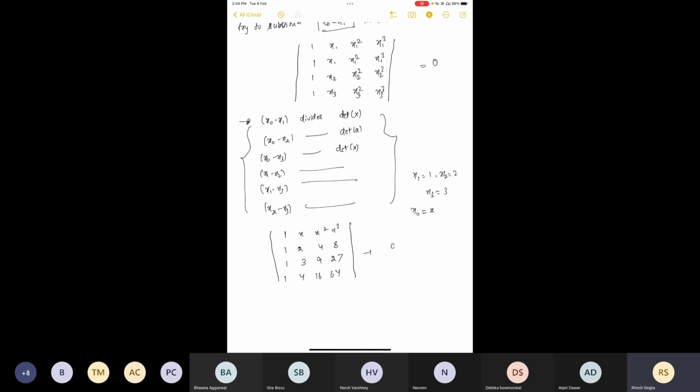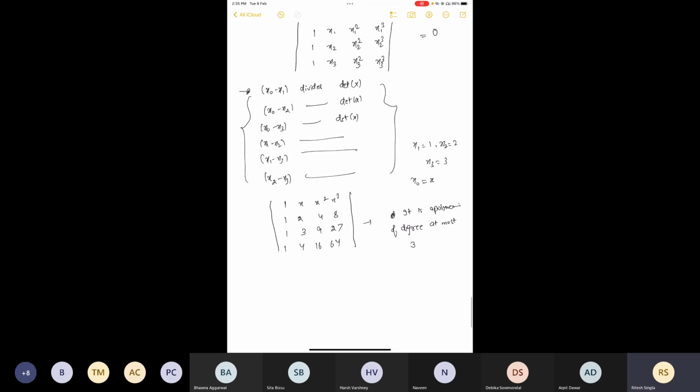Now if I say it is a polynomial of degree at most what? 3. Will it be degree at most 3? Okay, yeah. For the time being we are doing it like this.